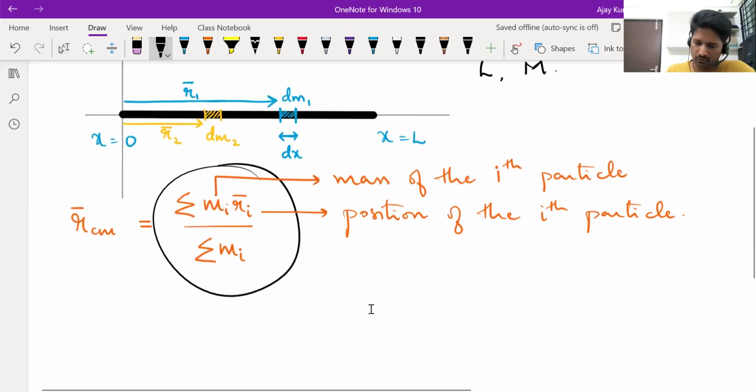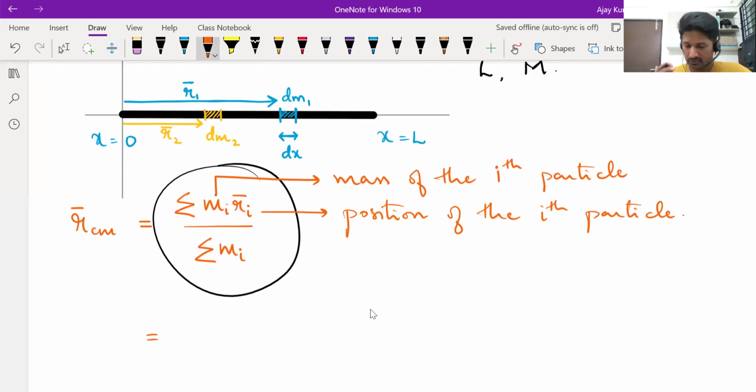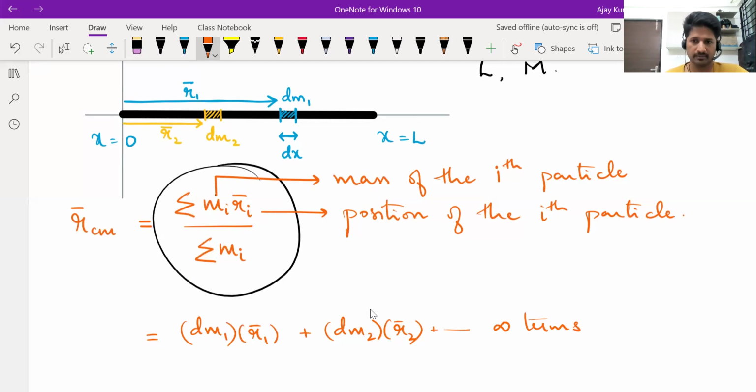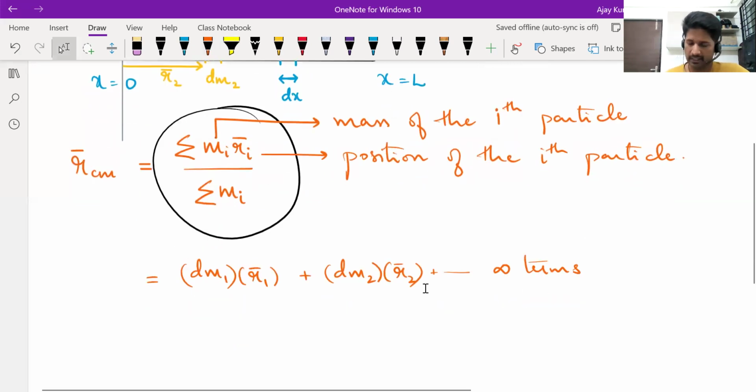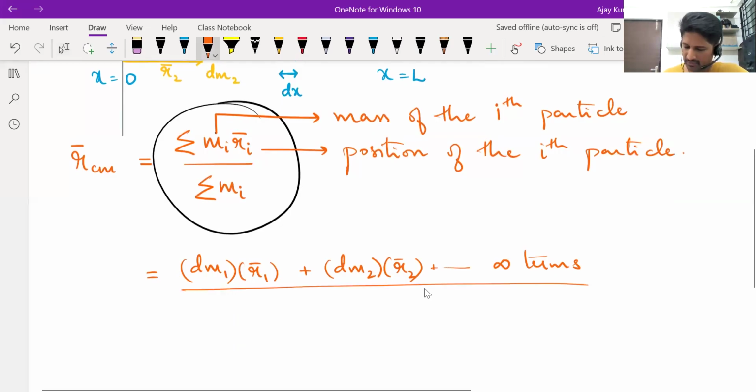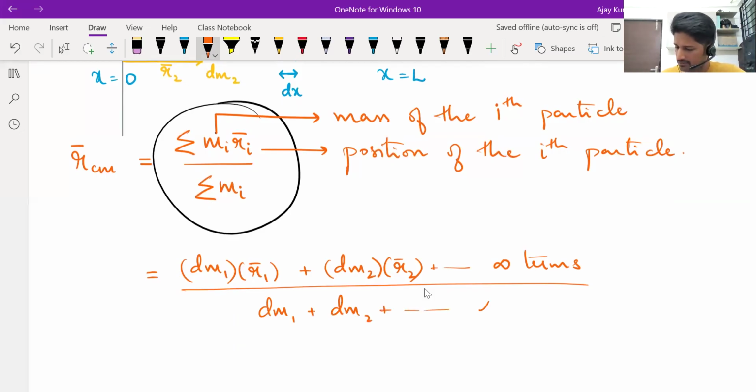Now see, to get the position of center of mass you have to add up all these. Sigma m_i r_i means m1 into r1 plus m2 into r2 and so on. So in case of a continuous mass distribution, the first mass is dm1, first position vector is r1, plus second mass dm2, whose position vector is r2, and so on. There will be infinite terms now, it's not up to n terms. And you have to divide that by the summation of all the masses: mass of the first element plus mass of the second element, and so on. Here also there will be infinite terms.